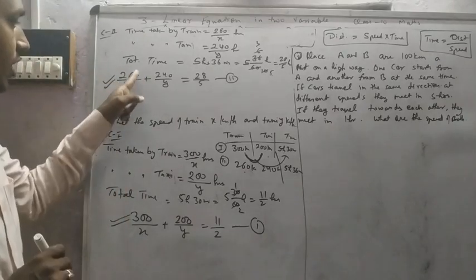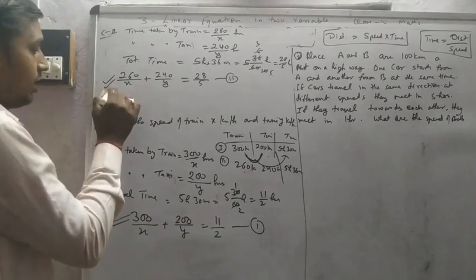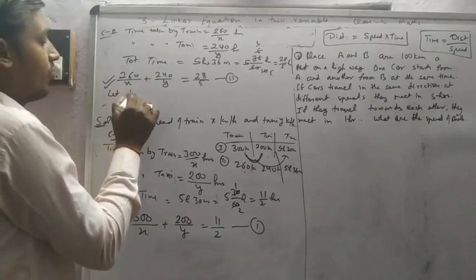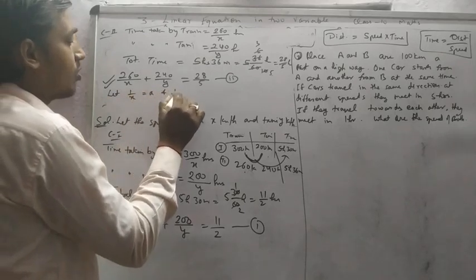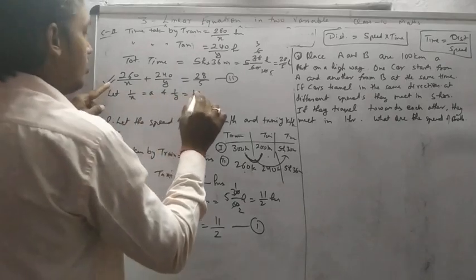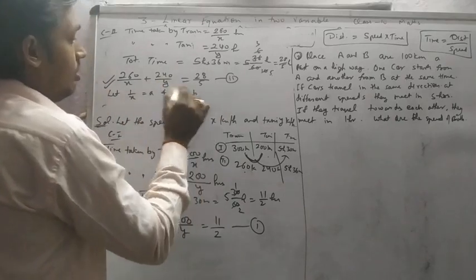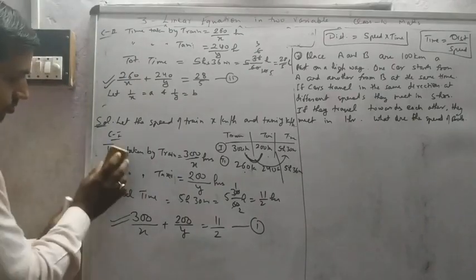How do we solve them? For fractional problems, suppose let 1 upon x is equal to a and 1 upon y is equal to b. So what equations do you get? We have to rough it out a little.